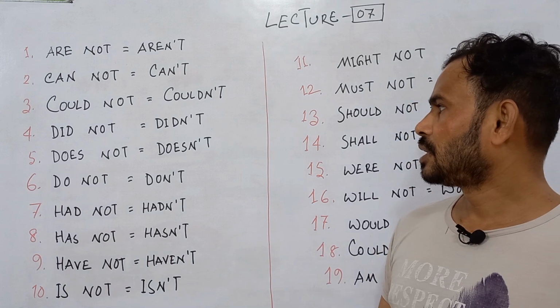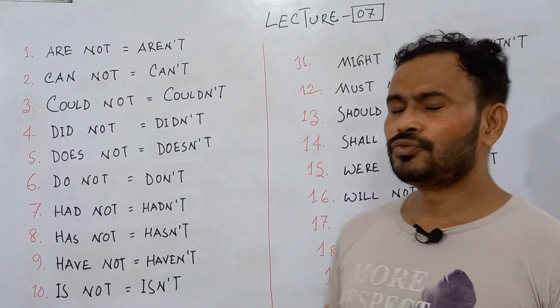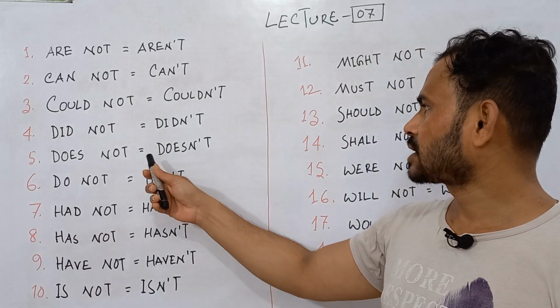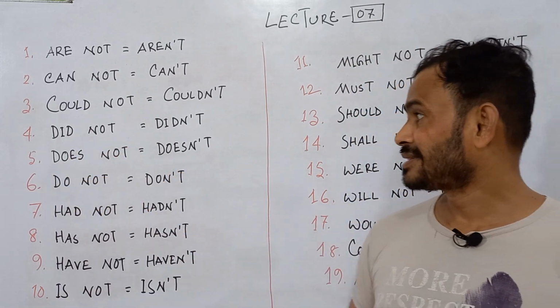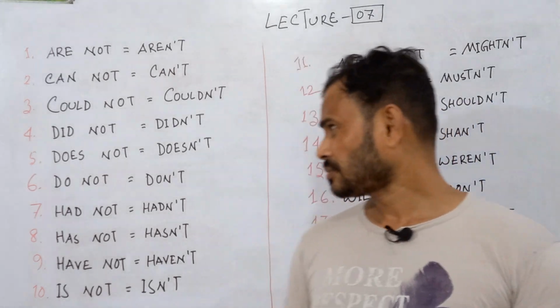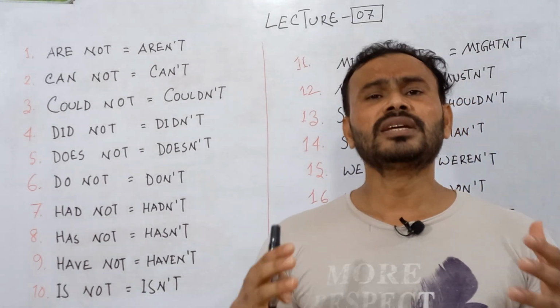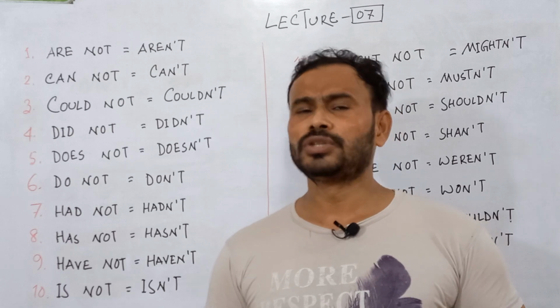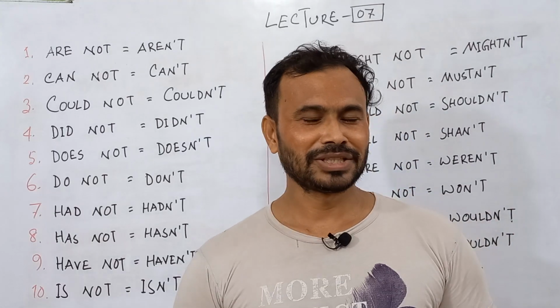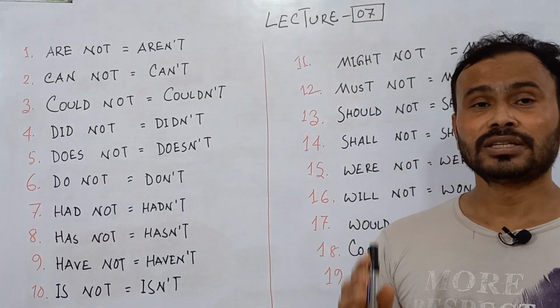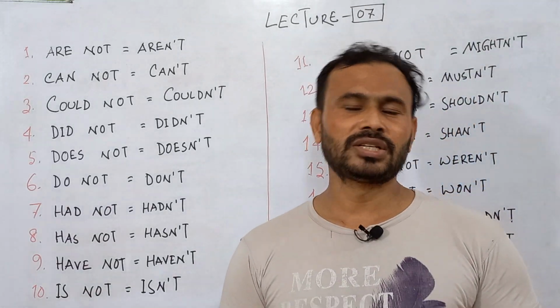If we want to use the contracted form of does not, the sentence would be, he doesn't go to university today. Okay, so friends, I think you understood very clearly.